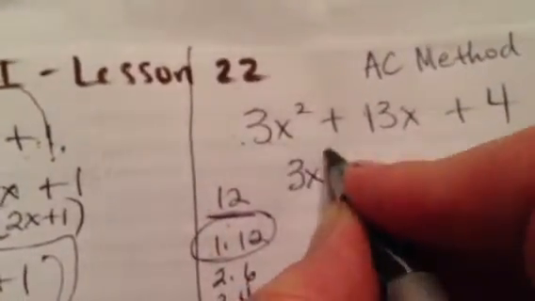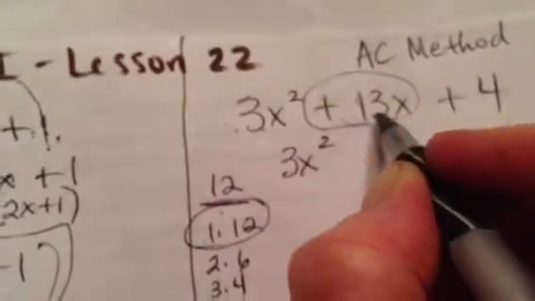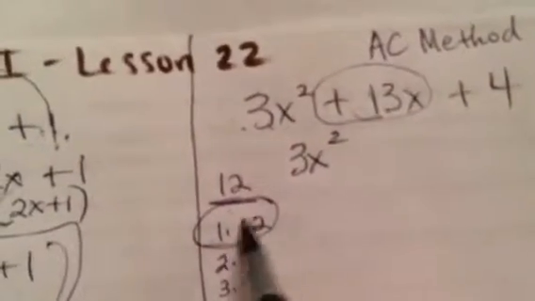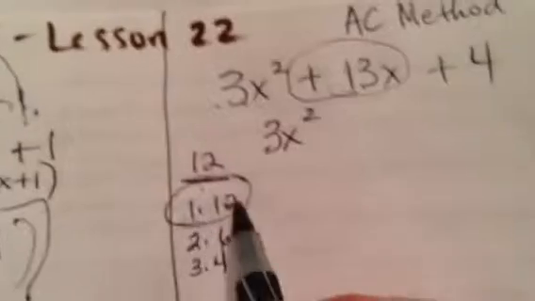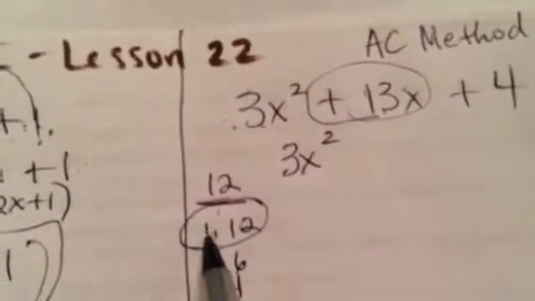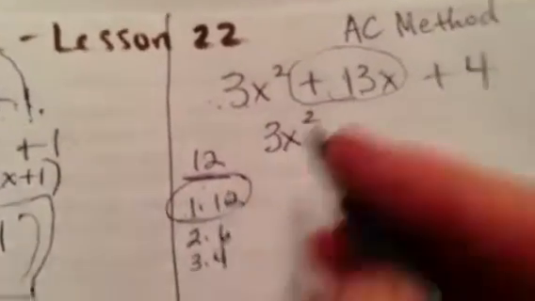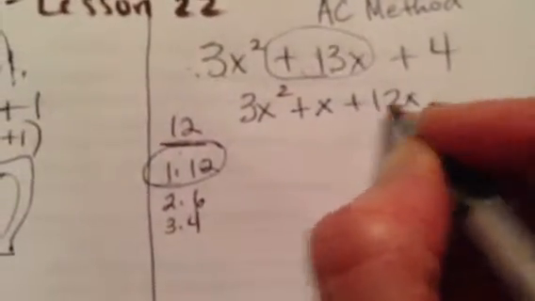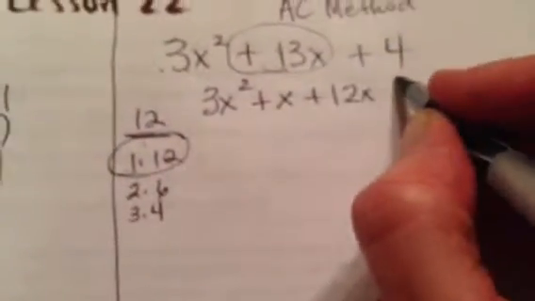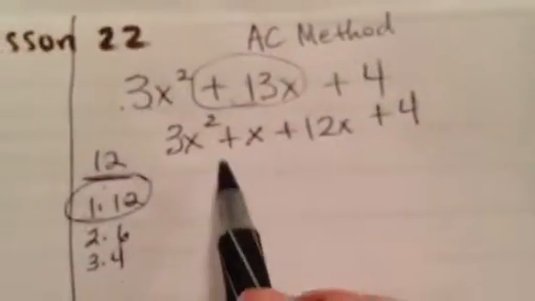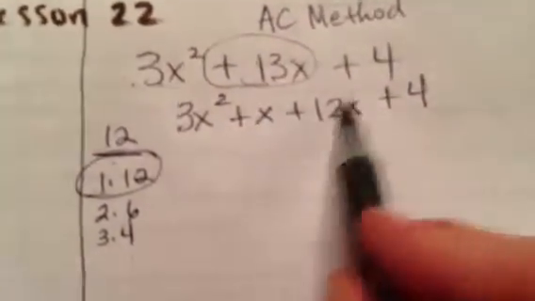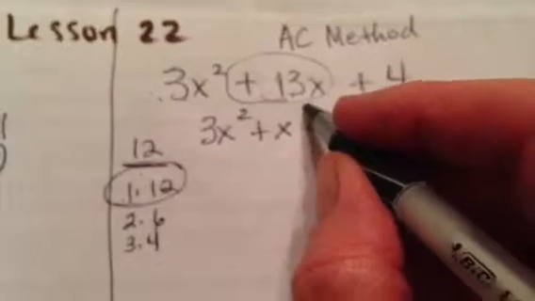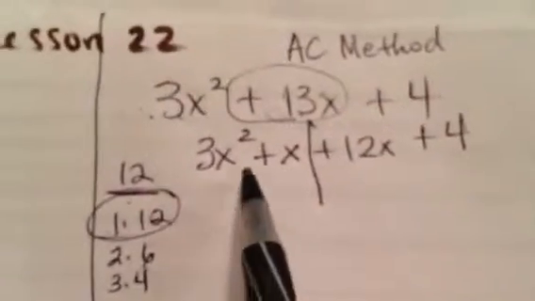So what you're going to do, leave this guy alone, but instead of this middle term, instead of a 13x, it doesn't matter what order you do it. Put in any order you want, but this is going to be a 1x plus 12x. So I'm going to write 1x plus 12x, because notice that's 13x plus 4. Okay, I've got 4 terms. 1, 2, 3, 4. I'm going to cut him in half.